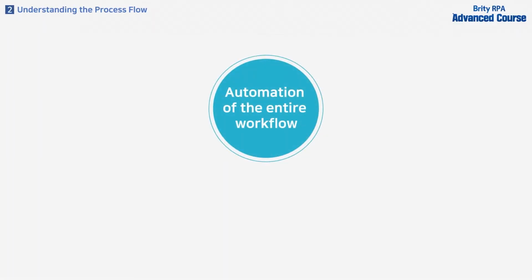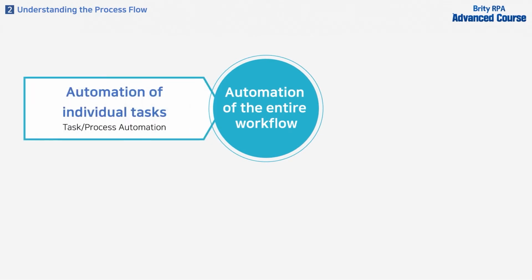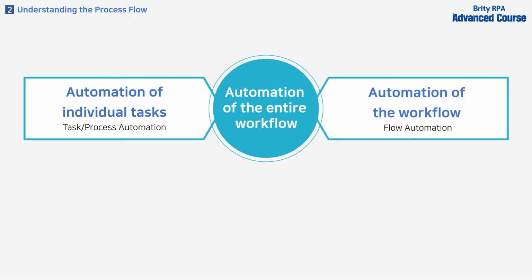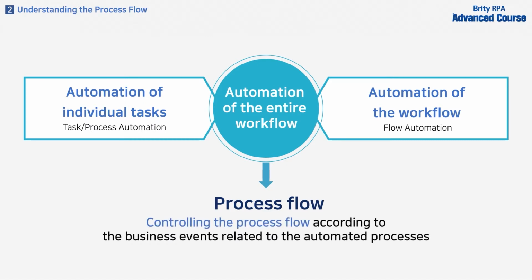Generally speaking, to achieve automation of all processes, not only is the automation of individual tasks required, but the integration of each workflow is also essential. What we need for process integration is the process flow. The process flow is a feature to control the entire automated workflow, including various business events, such as regular events, email reception, and the completion of preceding processes.